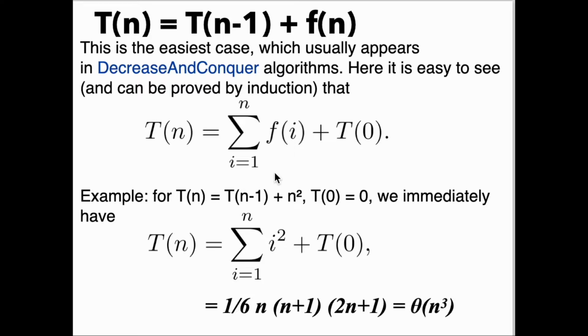For example, if our recurrence relation is this one, T of n is equal to T of n minus 1 plus n squared, and we have a base case of T of 0 is 0, we can immediately have a summation form equivalent to the summation of i from 1 to n of f of i. In this case, we have i squared plus T of 0, na equals 0. So, we can simply ignore this part.